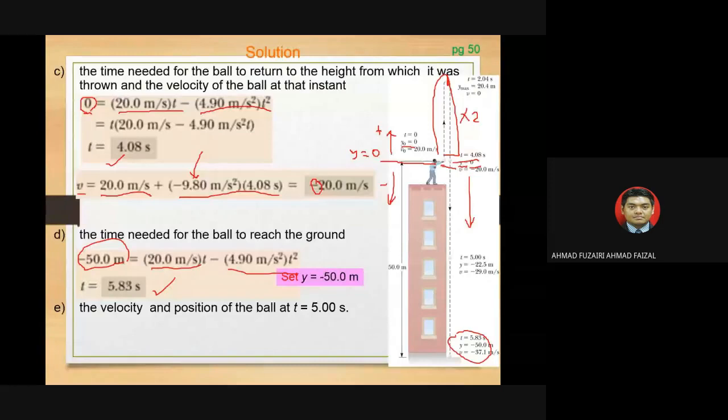So, last question. Question E, the velocity and position of the ball at t equal to 5 seconds. You can try this question on your own, yeah?